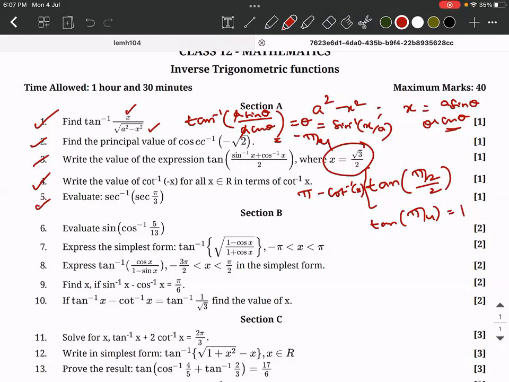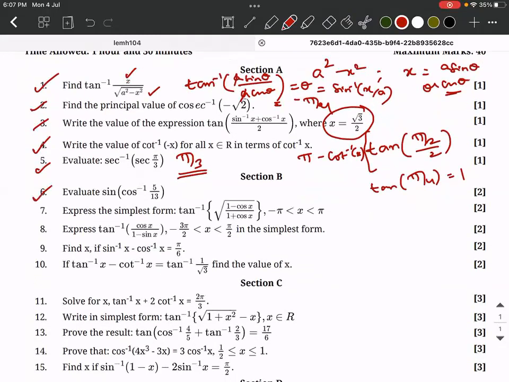Secant inverse of secant pi by 3. Directly you can say pi by 3. Because for secant inverse, what is the principal value? 0 to pi. So pi by 3 is there. Sixth one, sine of cos inverse 5 by 13. 12 and 13 are Pythagorean triplets. Right? So sine of cos inverse of this is 12 by 13. You write like this. You wrote it.